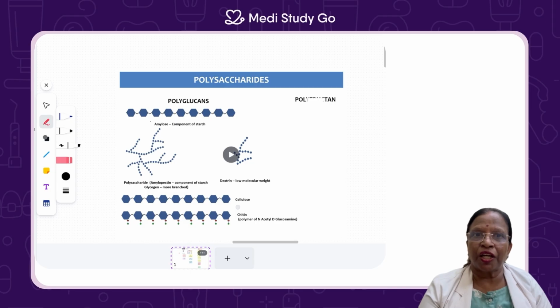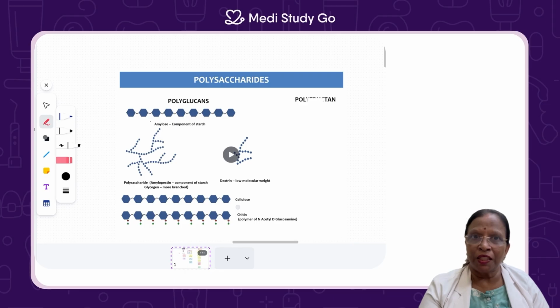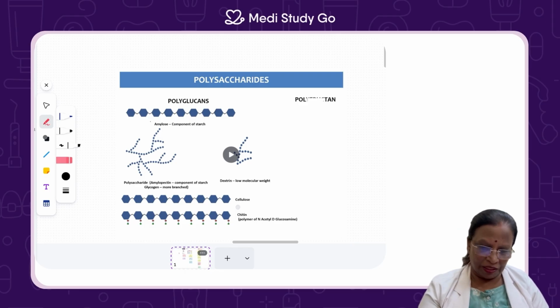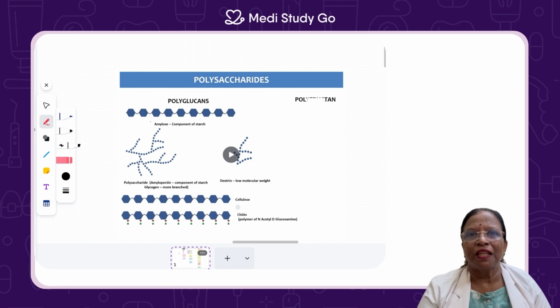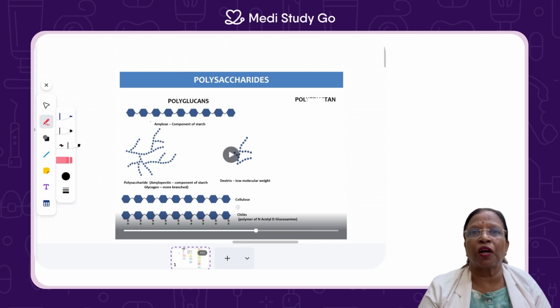Glycogen has a structure similar to that of starch, but it is a much more highly branched structure. Starch is the storage polysaccharide of plants, and glycogen is the storage polysaccharide in animals. Lower molecular weight compounds having structure similar to that of amylopectin are called dextrins. Cellulose is also a linear structure. It's a polyglucan, but the bond is a beta 1,4 glycosidic bond.